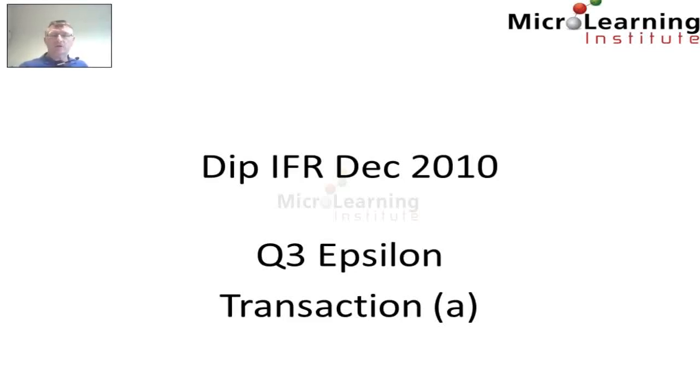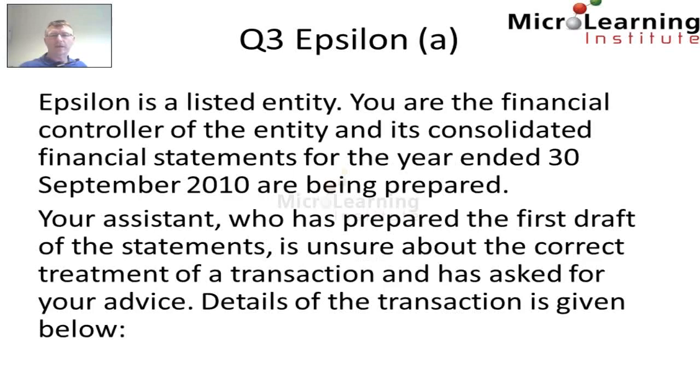In this short tutorial we're going to look at the December 2010 sitting of the Diploma in IFR. Specifically we're going to look at question number 3, Epsilon, and specifically transaction A of that question. In this question we're told that Epsilon is a listed entity.